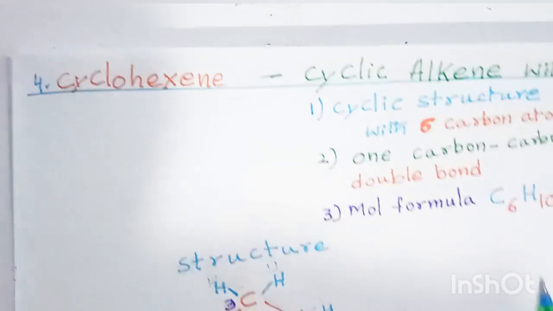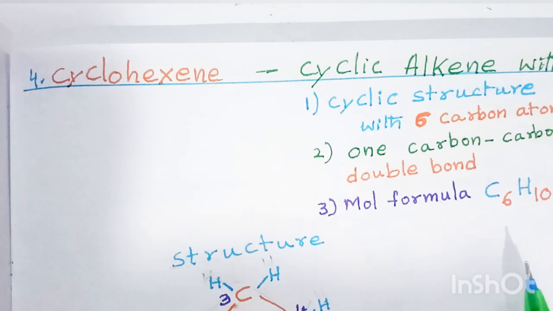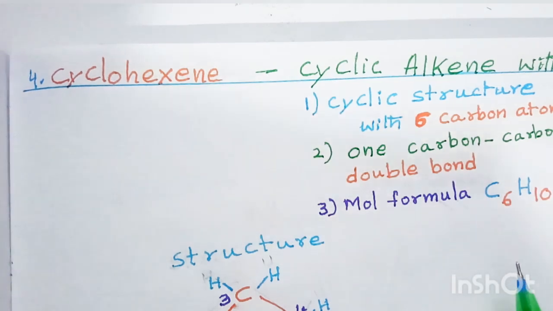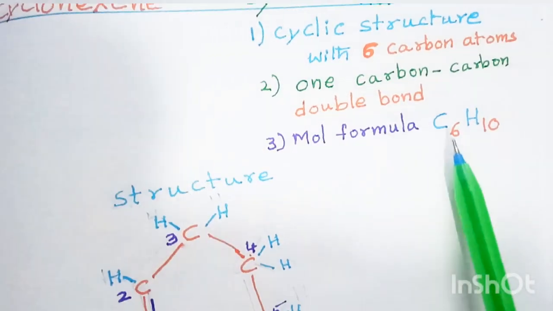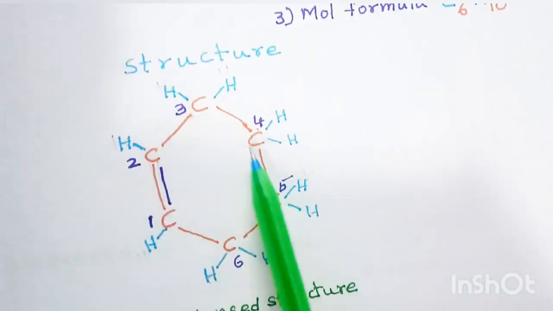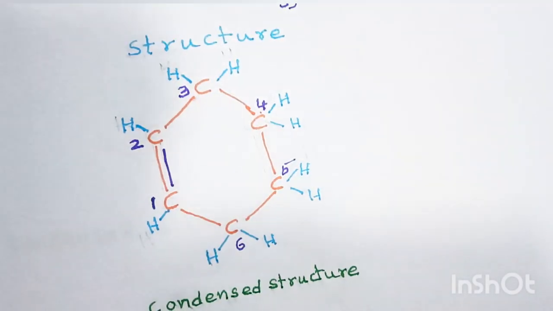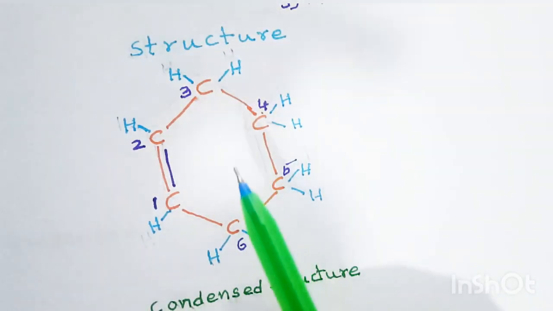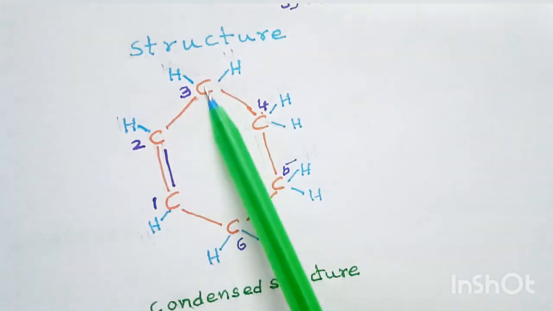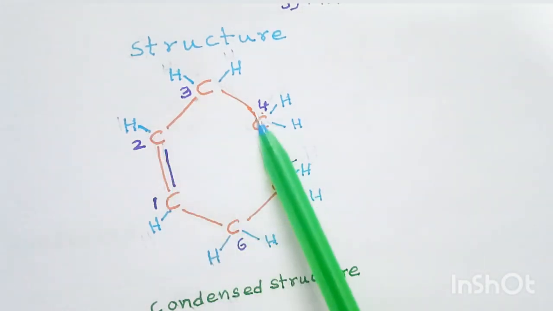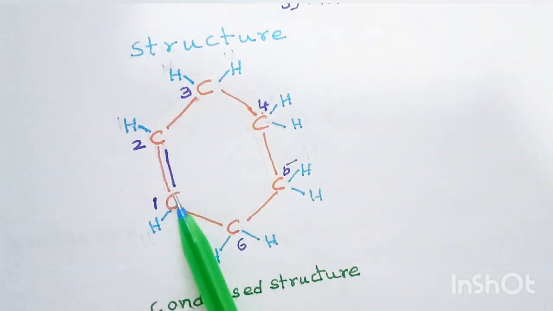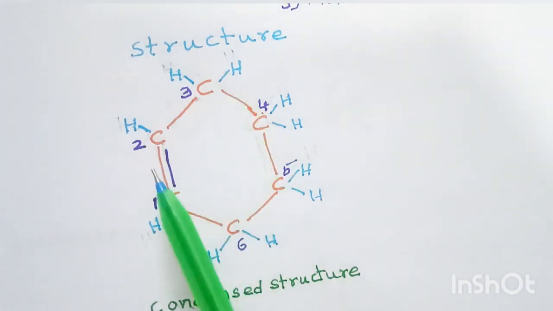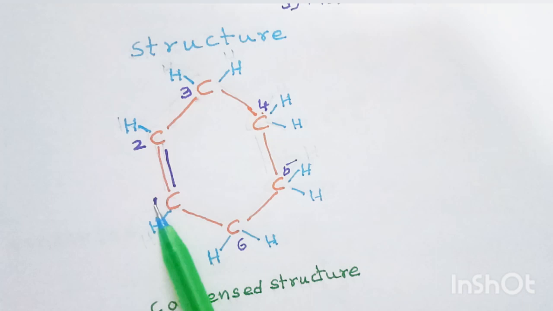So this is the cyclic alkene, that is cyclohexene. Molecular formula is C6H10. Let us draw the structure. So we join 6 carbon atoms by single bonds, and we draw a double bond between 2 carbon atoms, any 2 carbon atoms, and those 2 carbon atoms will become 1 and 2.